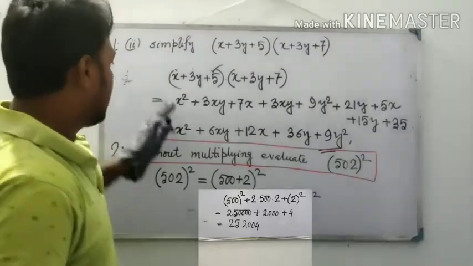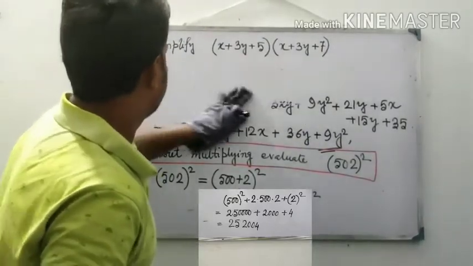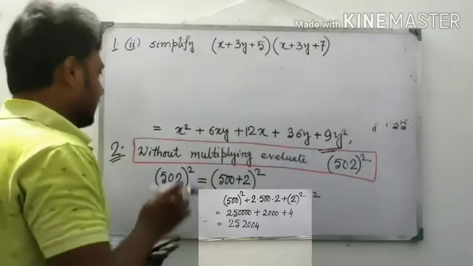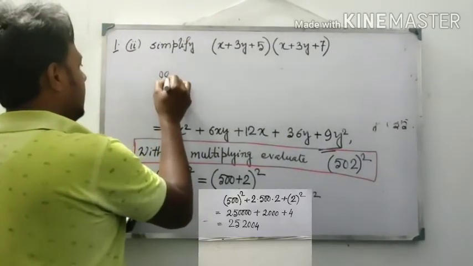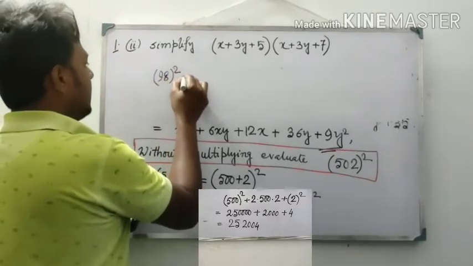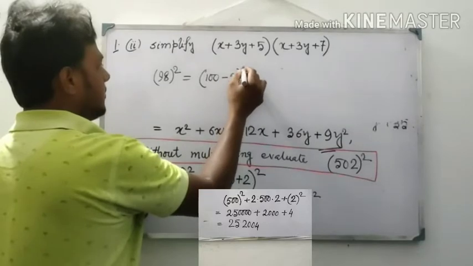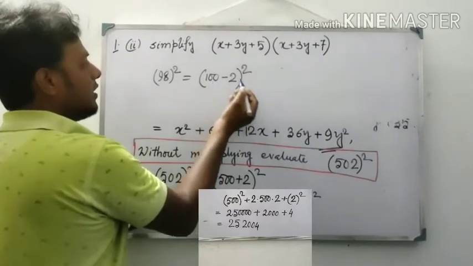To solve that problem, 98 square, break it into 100 minus 2. Now apply the a minus b whole square identity.